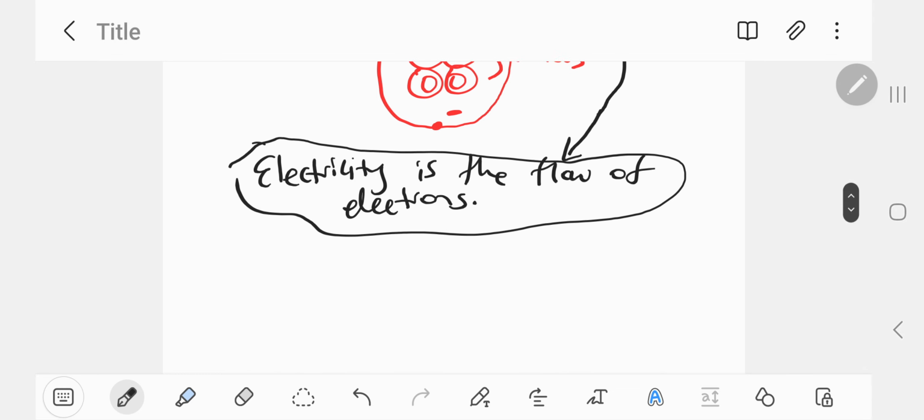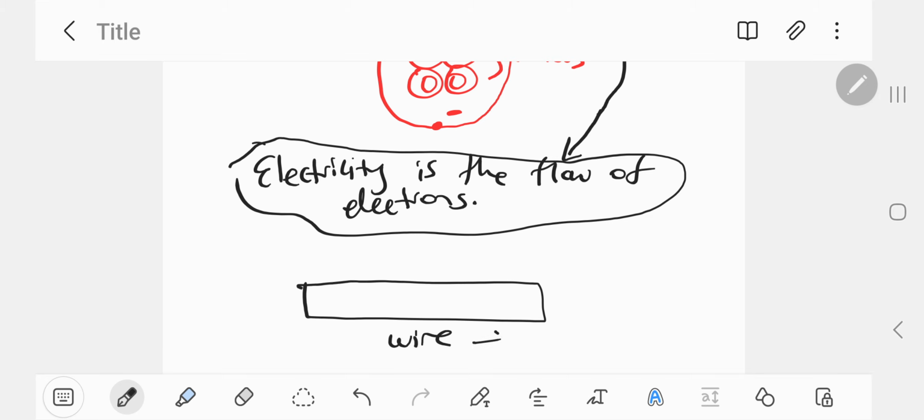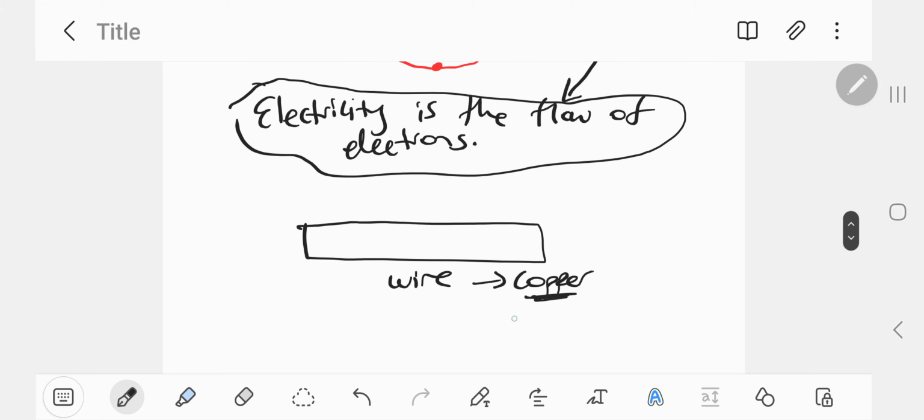So electricity flows through things called wires. These are like cylinders. Copper is typically used to make wires. Copper is highly conductive. Conductive means it can allow electricity to pass through with relative ease. Things like copper, things like silver even, gold. Metals typically. So copper is a conductor.